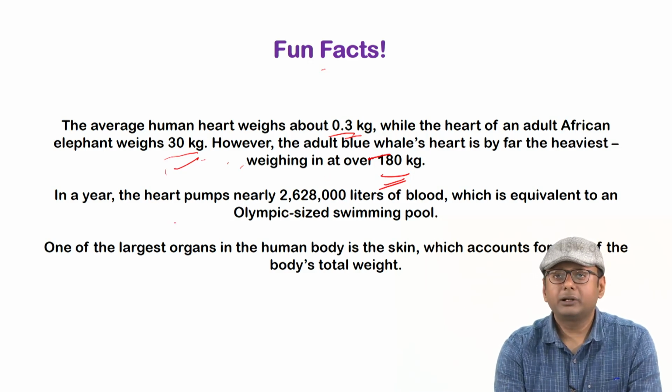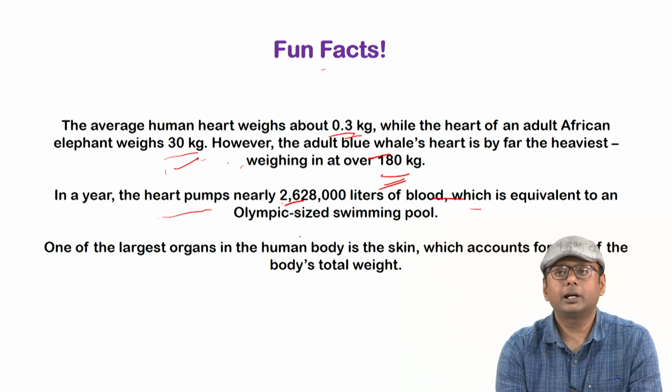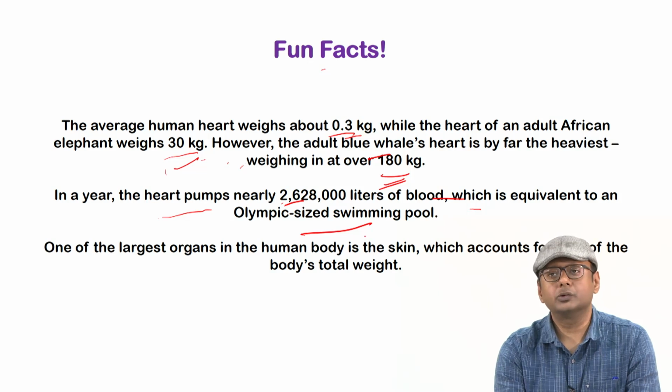Another important fun fact: every year our heart pumps nearly 26 lakh liters of blood, which is equivalent to an Olympic-size swimming pool. So you can understand how hard our heart has to work on a regular basis, because unless it can pump out the blood in proper time, it will not be able to give us oxygen and nutrient supply at the right time.